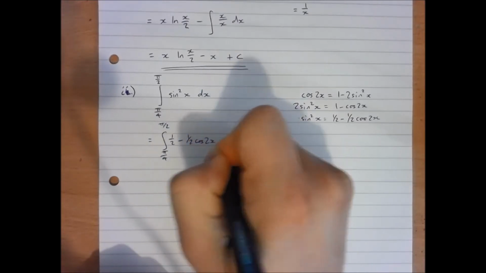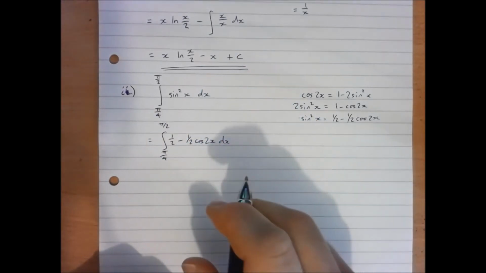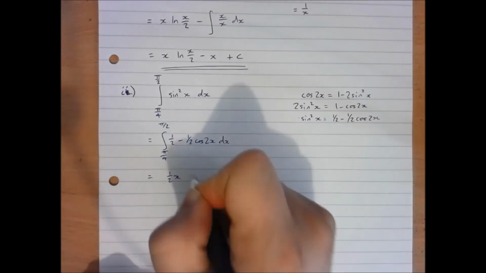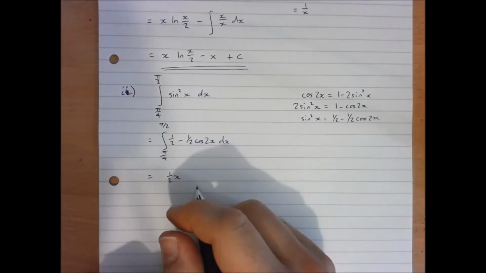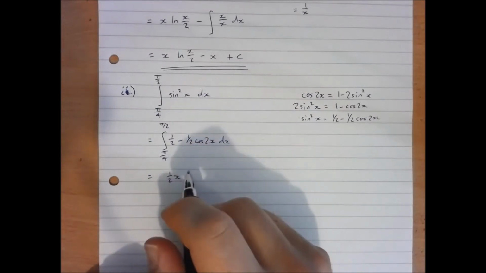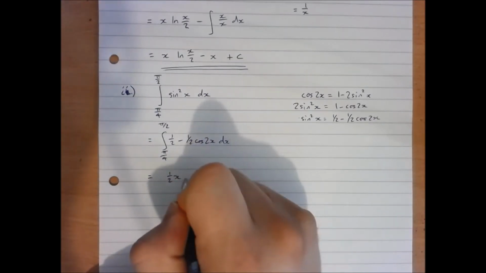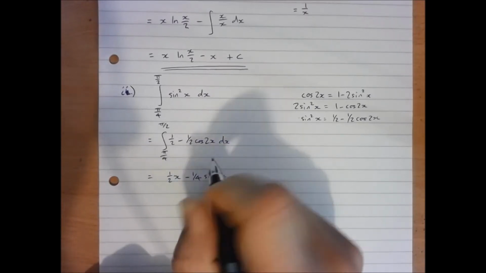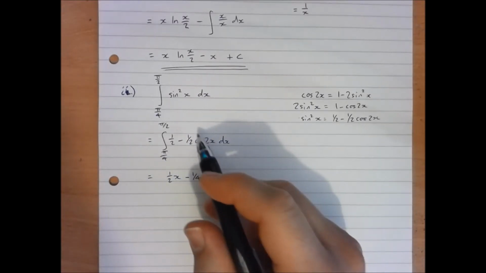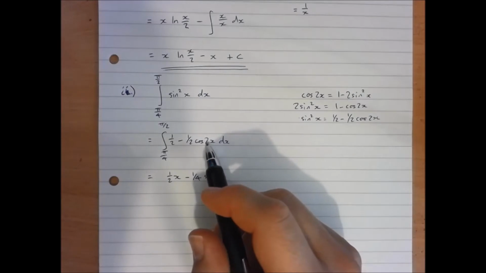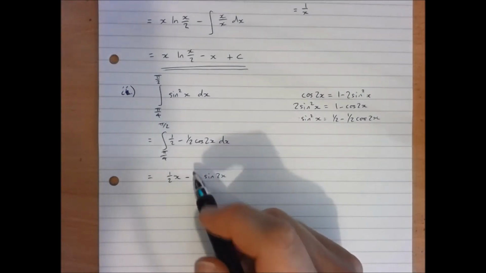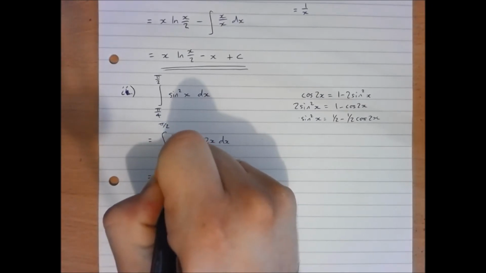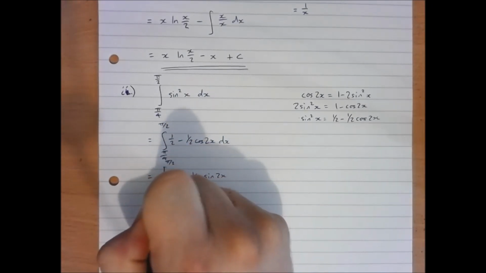I now have two things that I can integrate without any problem at all. Integral of half is half x. The integral of minus half cos 2x is minus a quarter sine 2x. Cos 2x integrates to sine 2x, but I have to do the reverse chain rule to also times that by a half, which is where the quarter comes from. I still have my limits as before, pi by 2 and pi by 4.